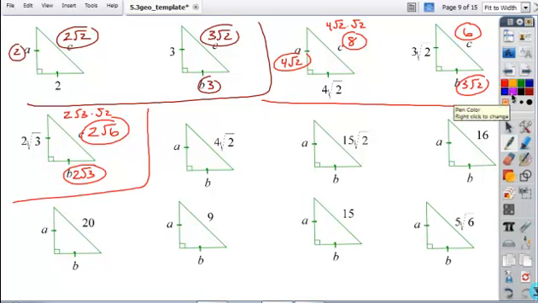All right, questions on that pattern. So that would be the second level of difficulty, if you're given the leg, but the leg's not in the form of the pattern.